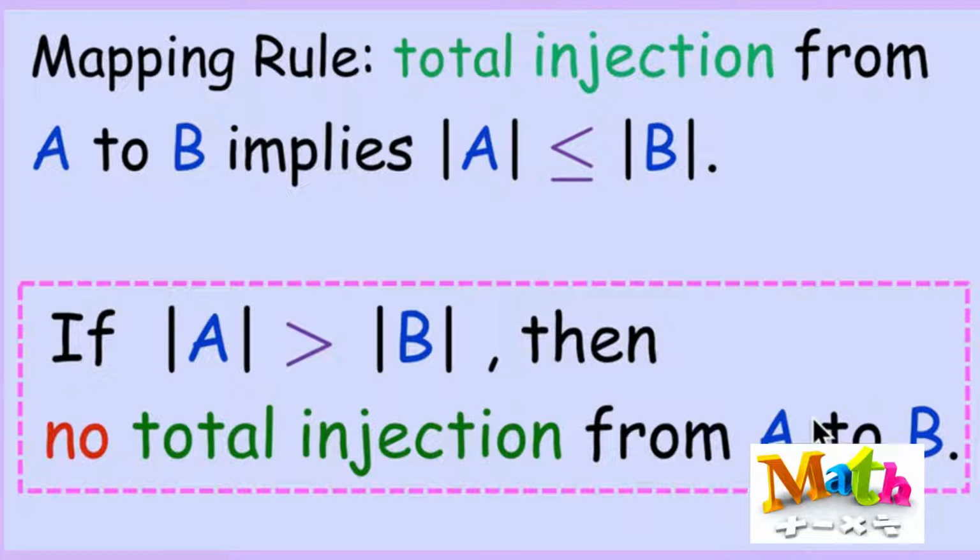No total injection means that there's no relation that has an arrow out of everything in A and at most 1 arrow into B. If everything out of A has an arrow out of it, there have to be at least 2 arrows, 2 pigeons, coming to the same pigeonhole in B. So we know this rule already, and the only thing that's surprising about it is how you make use of it. We're not going to make elaborate uses of it in this little video.